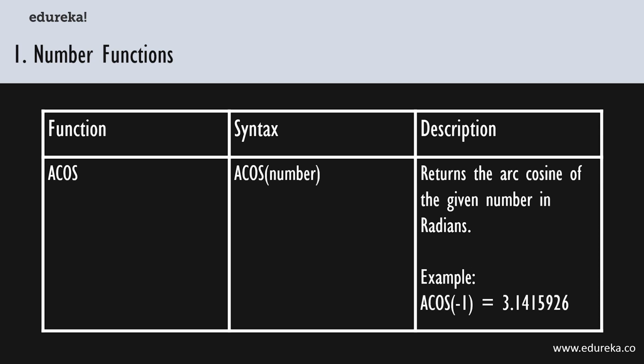So our next function is the arc cosine, or ACOS. It basically returns the arc cosine of the given number. And the result will always be in radians. So if you give an arc cosine of -1, you're supposed to be getting something along the lines of 3.1415926. As simple as that. So let's go back to our Tableau desktop and run this and see.